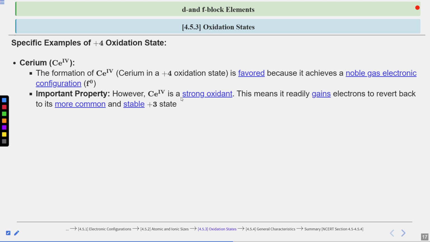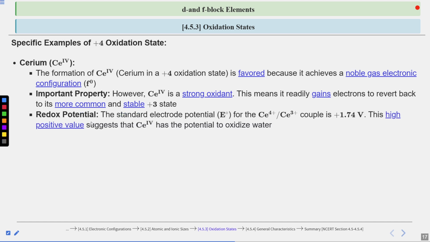An important property, however, is that cerium 4 positive is a strong oxidant. This means it readily gains electrons to revert back to its more common and stable plus 3 oxidation state. Okay, however we have this, that cerium 4 positive is a strong oxidant. It readily gains an electron to revert back to its more common and stable oxidation state, that is plus 3.